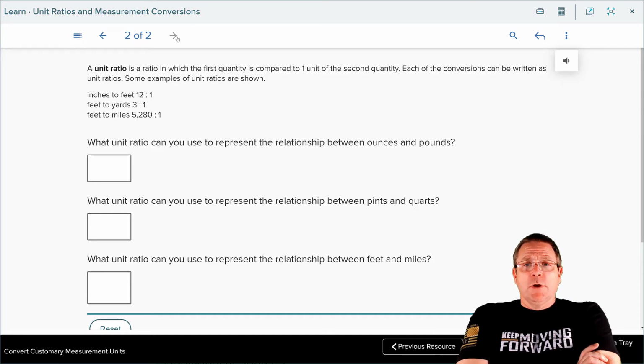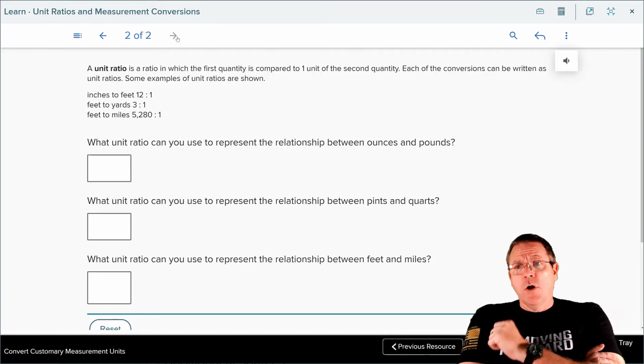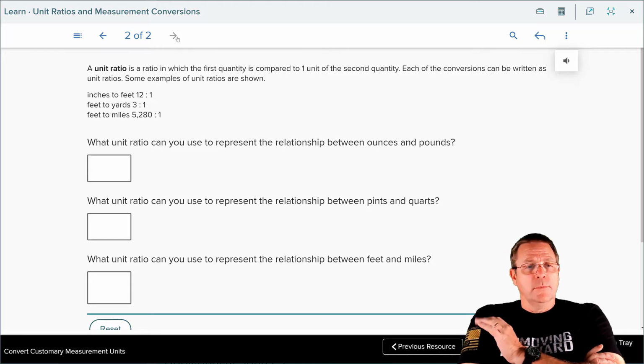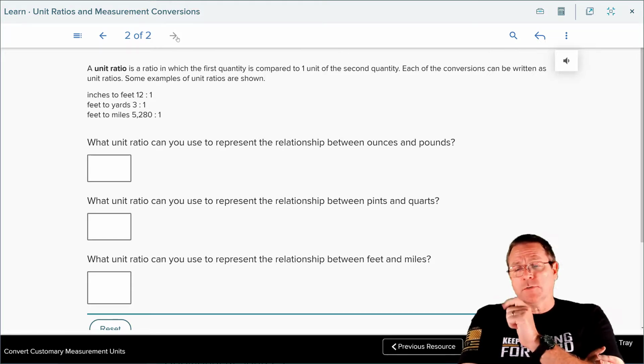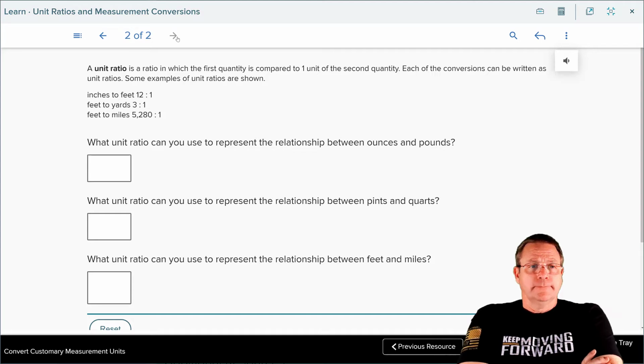What unit ratio can you use to represent between ounces and pounds and the other questions? Go ahead and pause this, and then we will come back and check your answers. So you do it, check your answers, and we'll come back and look at it.